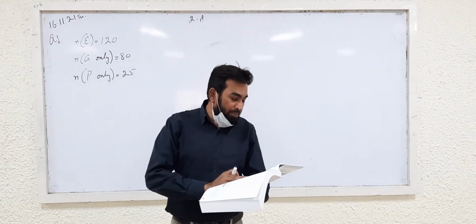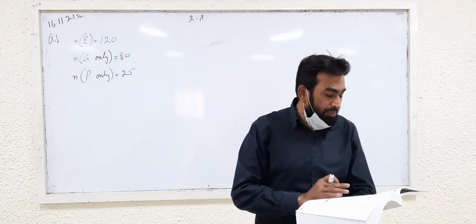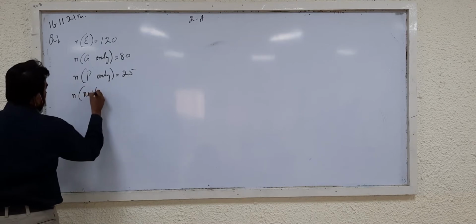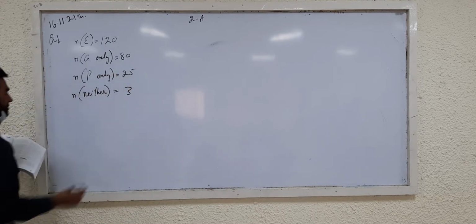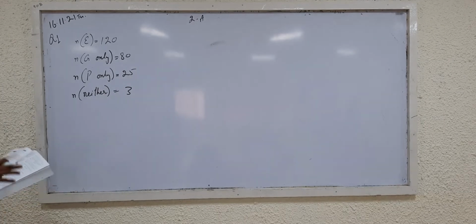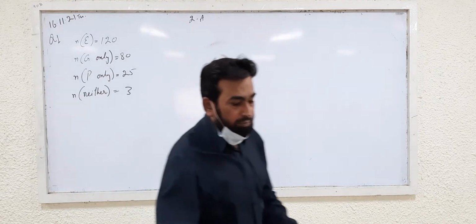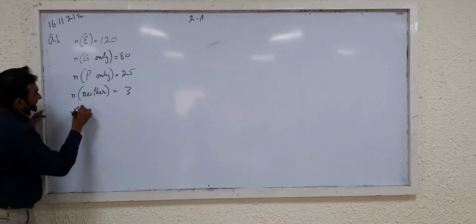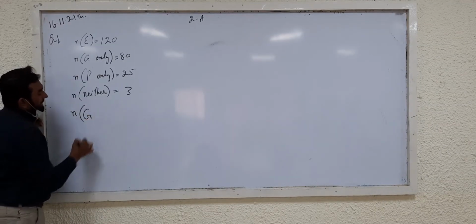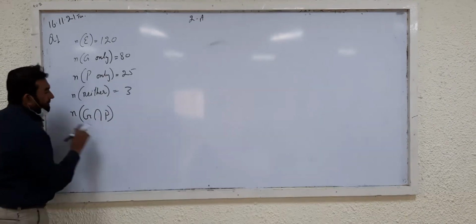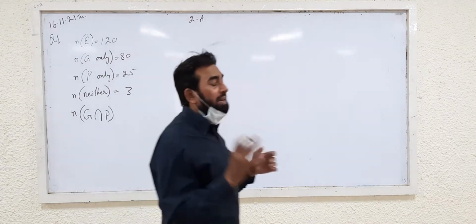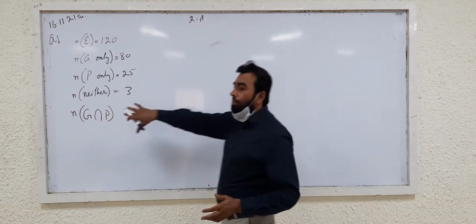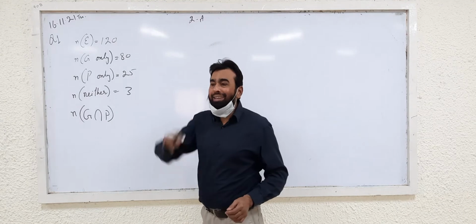Find the number of the people who can play both instruments if there are 3 people who can play neither. Number of students who can play neither. These are 3 students. We have to find out the number of students who can play both. Whenever the word both is used, yes, both is used for intersection. Number of students who can play guitar, intersection, piano. It means playing guitar and piano is the common property for those. So that is why we know that for the common members we use intersection, not union.